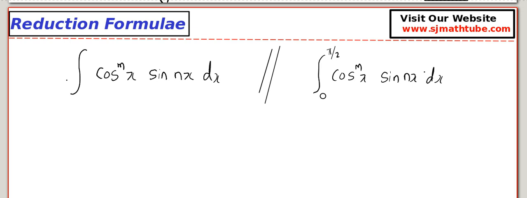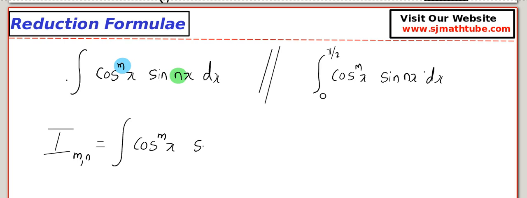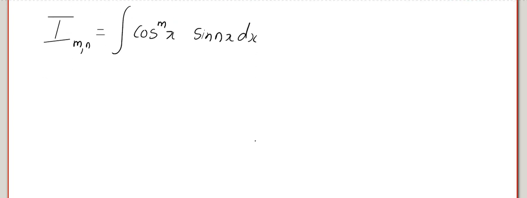So look at this. I think you can see we have two quantities here, m and n. So we start by naming the integral, we call it I m comma n. So here we have cos to the power m x and sin n x dx. Okay, so for those who have problems with integration by parts, I will do a few things here in one corner.